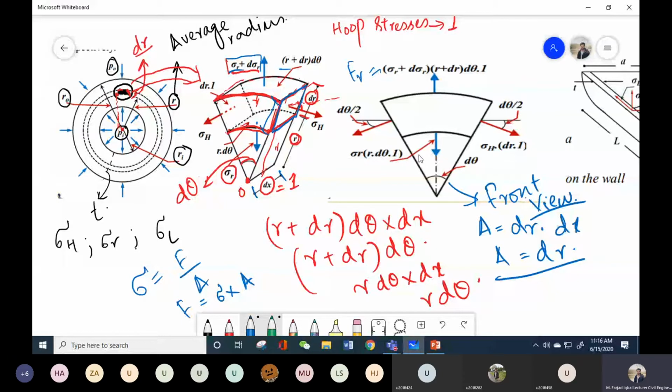And similarly on the bottom face, I will multiply the radial stress sigma r by the area of the bottom layer, that is r d theta into dx. And for the faces of hoop stresses, I will multiply the hoop stress by this triangular area, which is dr basically. So the force in the hoop direction will be sigma h into dr. Similarly, on the left face, it will be sigma h into dr. So any confusion about these figures, you can ask me now. If not, then we can move on to the next part.